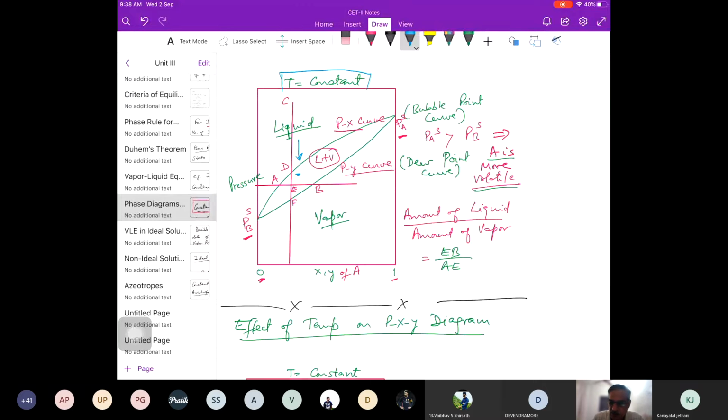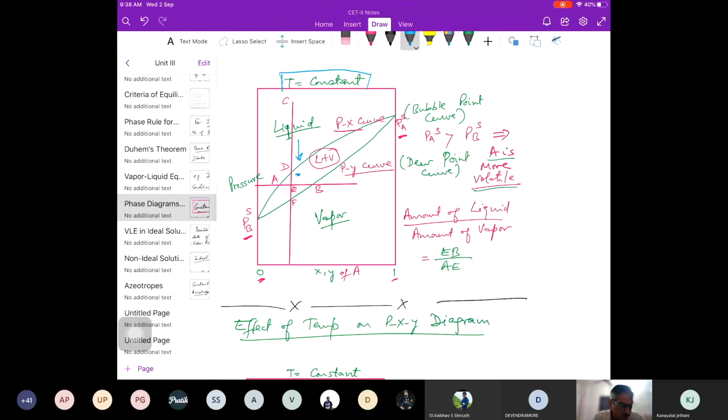समझ में आया ये? Similar to temp Txy, but instead of increasing the temperature, what you are doing, you are reducing the pressure if you take a liquid mixture. Any questions on this part? Okay, there are no questions.